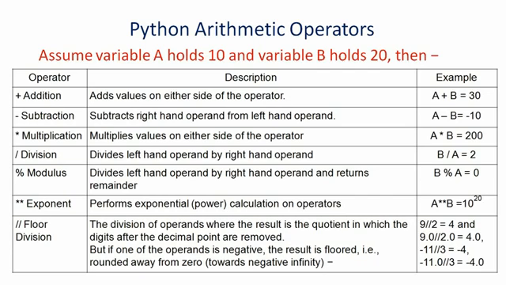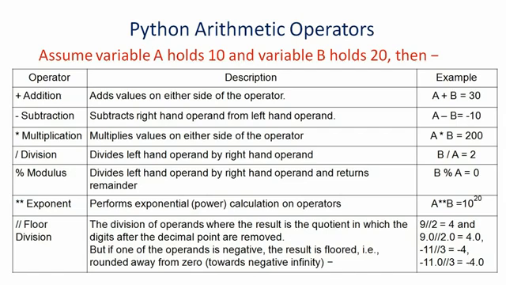Arithmetic operators. Assume variable a holds 10 and variable b holds 20. Addition adds values on either side of the operator. a + b will give 30. Subtraction subtracts the right hand operand from the left hand operand. a - b gives -10.